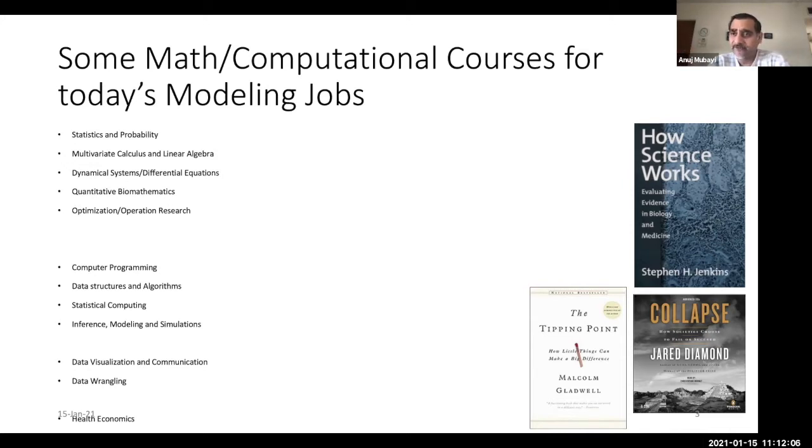Statistical computing is a very new field which mixes the ideas of statistics and computing, and is very popular nowadays. Also inference, modeling and simulations. Many of these subjects are interdisciplinary; they don't lie in one field versus another. So quantitative biomathematics, which is this course, will cover many of these different fields that I am listing in the middle.